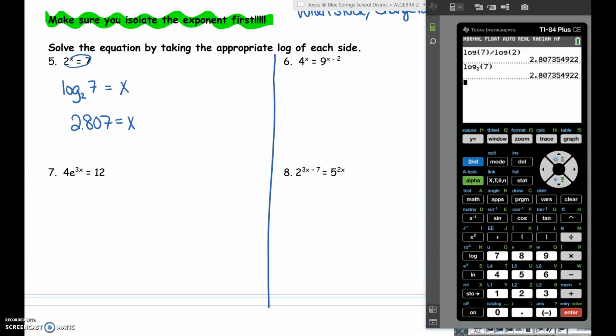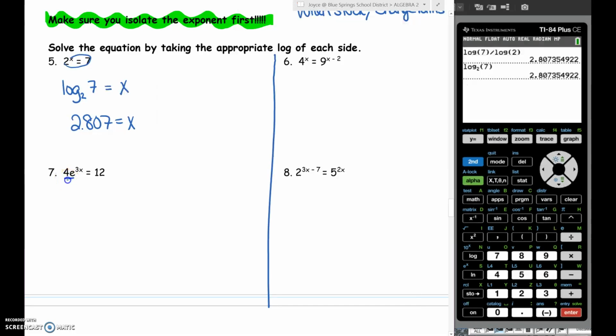Number 7. Is the exponent isolated? No. We need to get rid of the 4. How do we get rid of the 4? Divide by 4. E raised to the 3x equals 3.